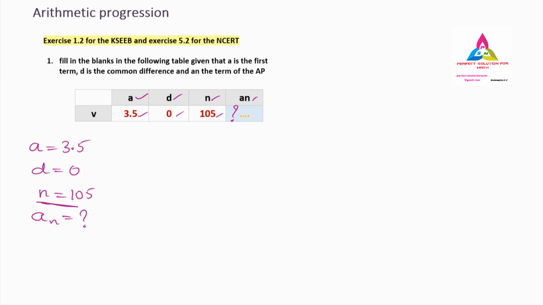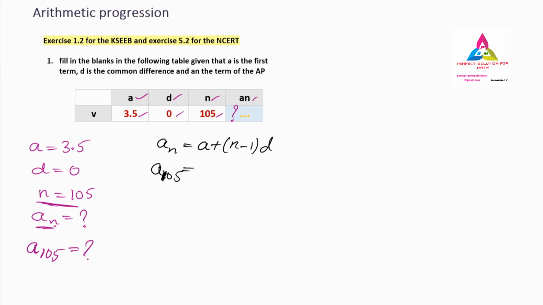So n value is given as 105, so which term are we finding now? In the n position we can write 105, so we are finding the a 105 value. It is nothing but a 105. If we find that, that is your final answer. We will write the formula now. An is equal to a plus n minus 1 into d. So here an value is not given, but we have to find a 105 because n value is 105.